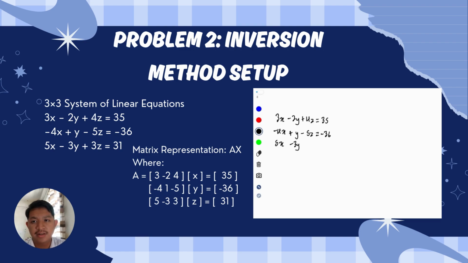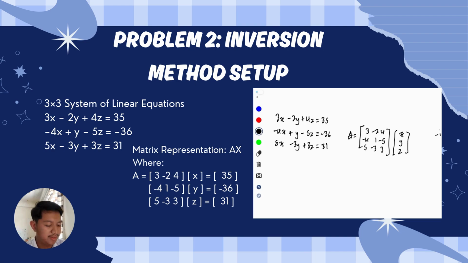For the matrix representation, A is equal to the first matrix, which is 3 by 3. The first row is 3, negative 2, and 4. Second row, negative 4, 1, and negative 5. The third row is 5, negative 3, and 3. For the second matrix, I'm going to use 3 by 1, which is x, y, and z. All of this is equal to matrix number 3, which is 3 by 1: 35, negative 36, and 31.